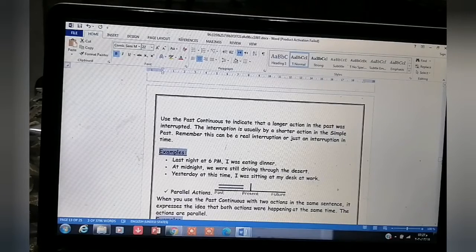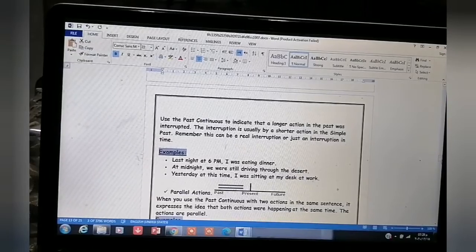When we use the past continuous, listen carefully, with two actions in the same sentence, it expresses the idea that both actions were happening at the same time. The actions are parallel. What do you mean by this? This is very, very important. I'm telling you, when you use the past continuous with two actions in the same sentence, it shows you that both of the actions were happening at the same time. These actions happened at the same time. Like what? Look at the examples here, please.